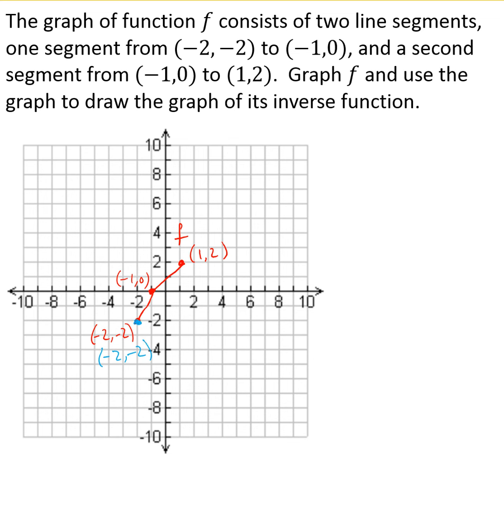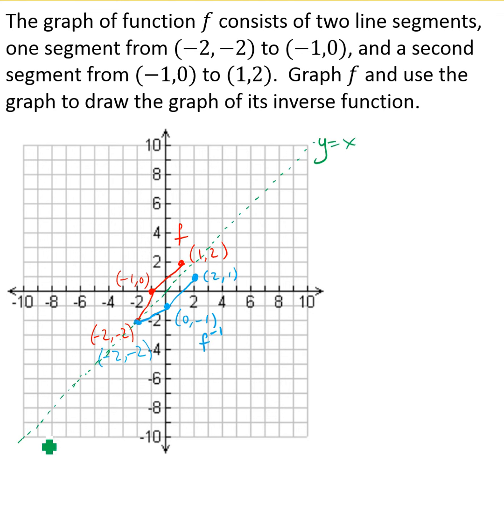And now that's going to get connected to not -1, 0, but I need to switch that around and it becomes 0, -1. So my first line segment is connecting -2, -2 to 0, -1. And then if I switch the coordinates of 1, 2, I end up with the point 2, 1. So our second segment there connects those 2 points. And so now that blue graph there is the graph of the inverse function f inverse.